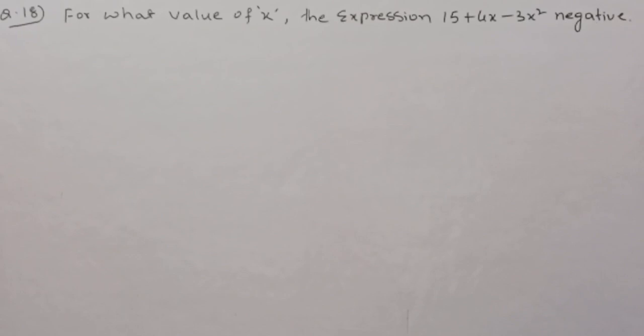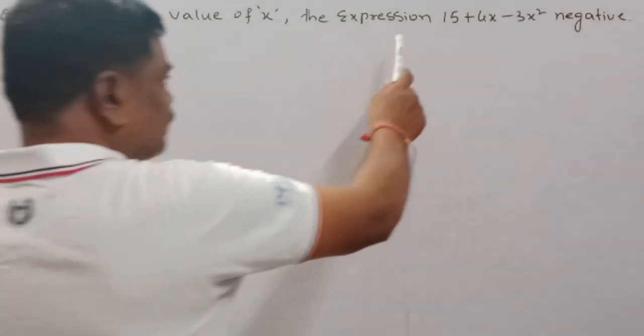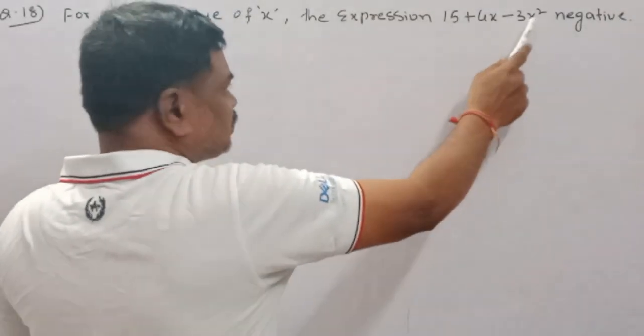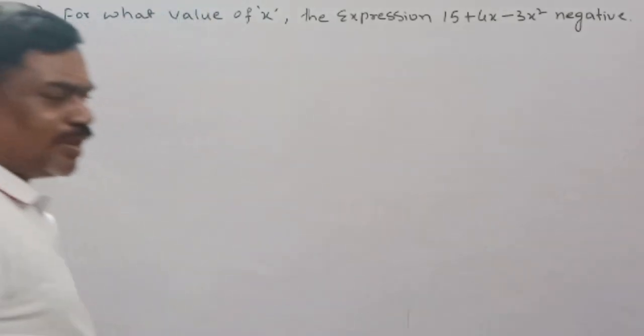Here is one more problem from quadratic equations: for what value of x is the expression 15 plus 4x minus 3x square negative?